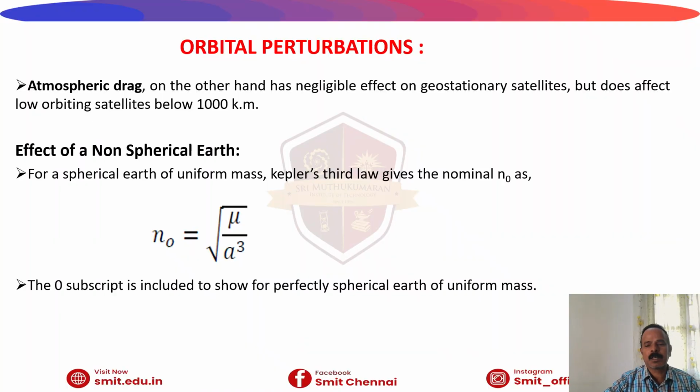Our Earth is not a perfect sphere. We can say technically it's a sphere, but in the true way, our Earth is an oblate spheroid. It is not a perfect sphere. So the effect of the non-spherical Earth also should be taken into consideration. For a spherical Earth, we can expect a uniform mass and we can have Kepler's third law in motion, that is, n naught is equal to root of mu by a cube. So n naught indicates a perfectly spherical Earth.